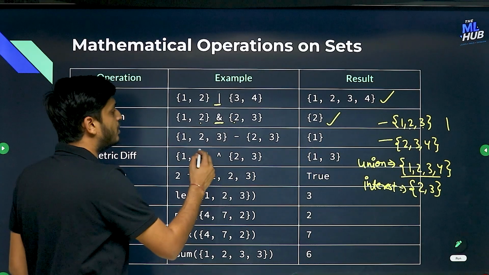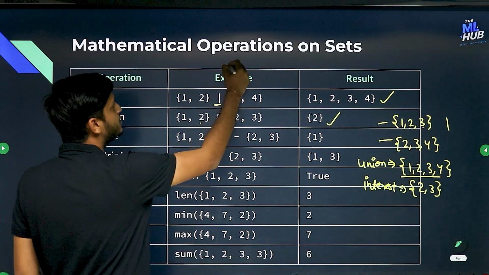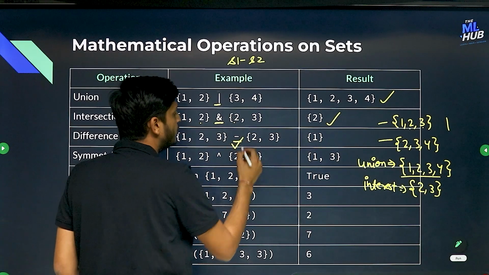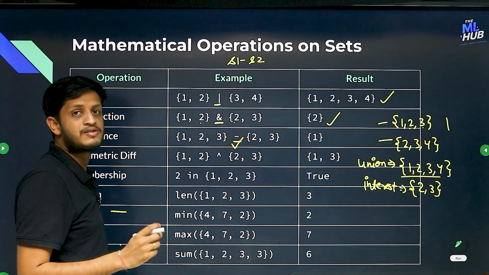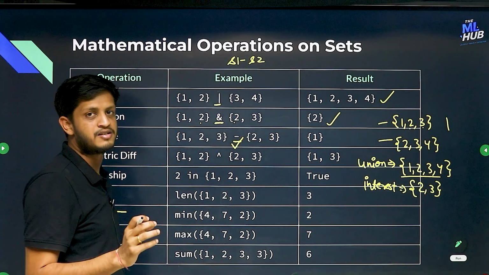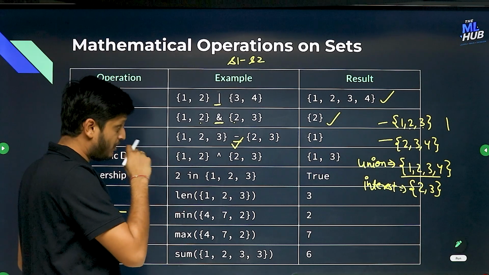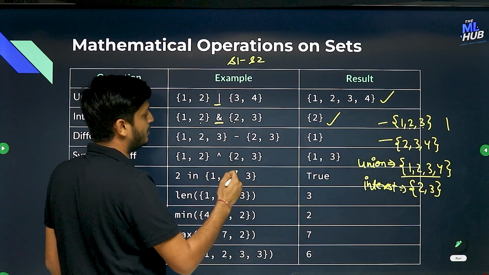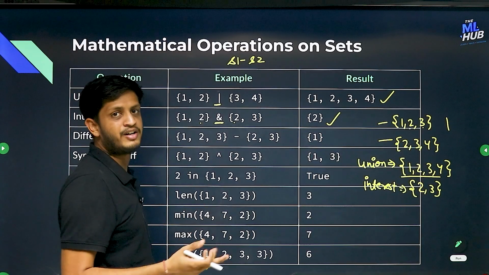Now if you want to calculate set difference, you can subtract set 1 minus set 2. So minus operator is allowed on sets. Minus operator is not allowed on lists or tuples or strings, but it is allowed on sets. You can subtract a set from another set and it will just calculate the set difference.